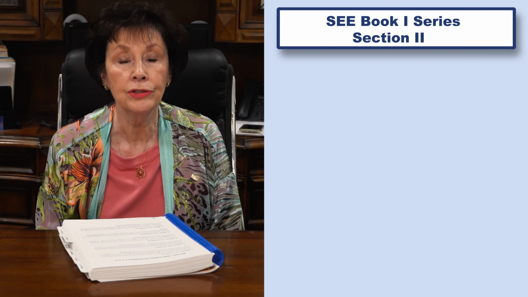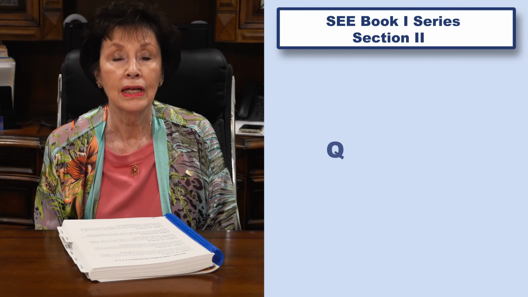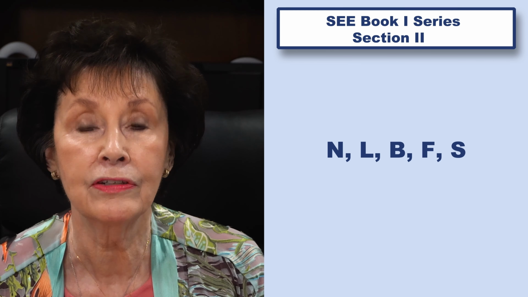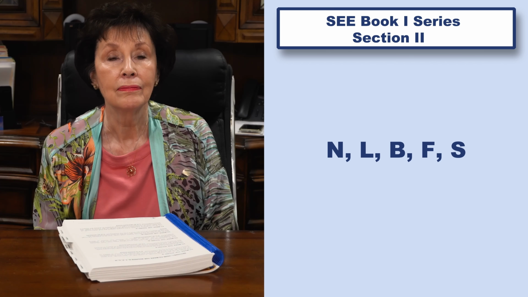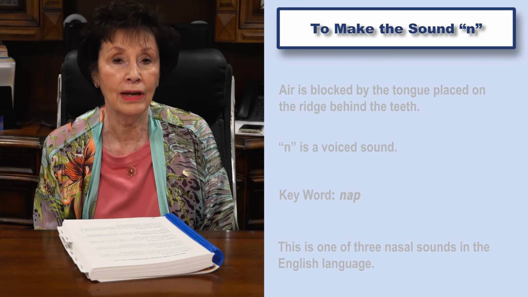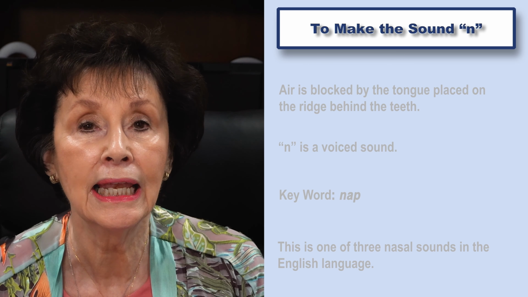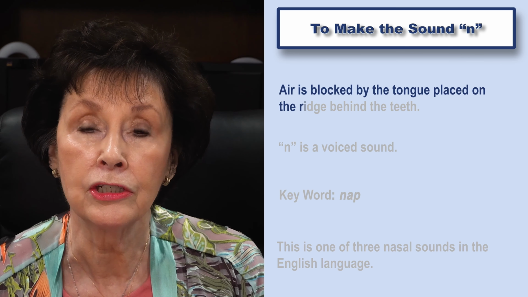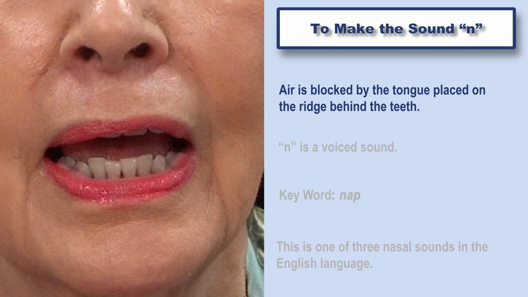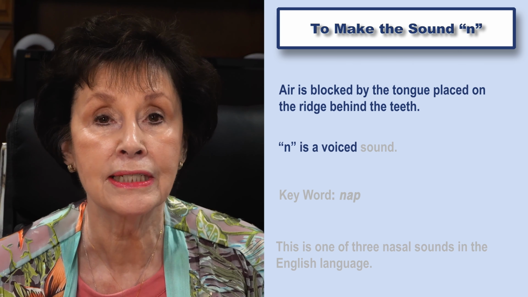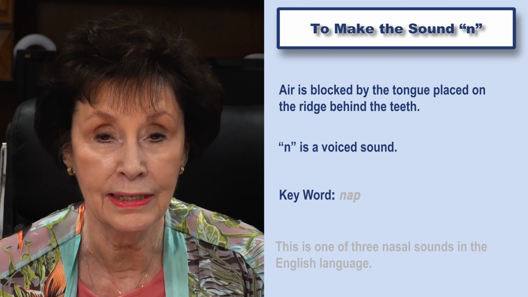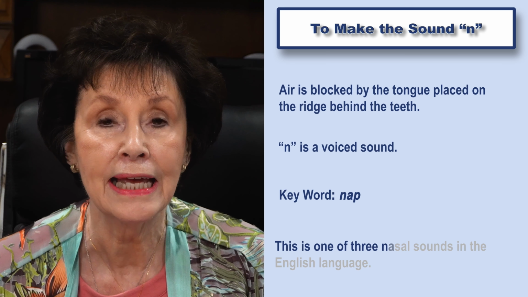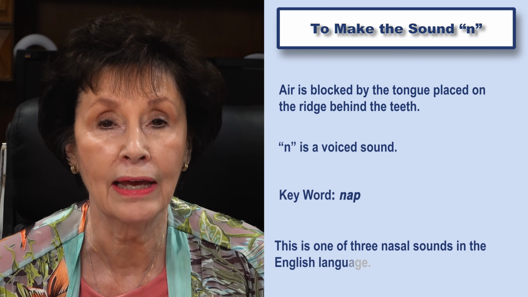In Section 2, the letters N, L, B, F, S, and their sounds are taught. To make the sound of the letter N, air is blocked by the tongue, placed on the ridge behind the teeth. N is a voiced sound, and the keyword is nap. It is one of 3 nasal sounds in the English language.